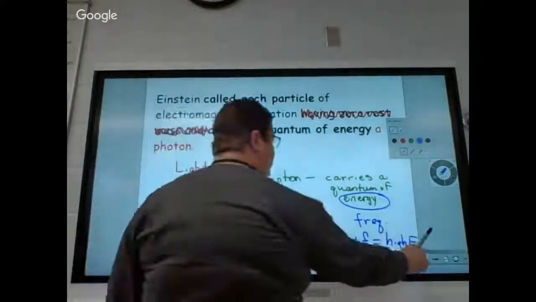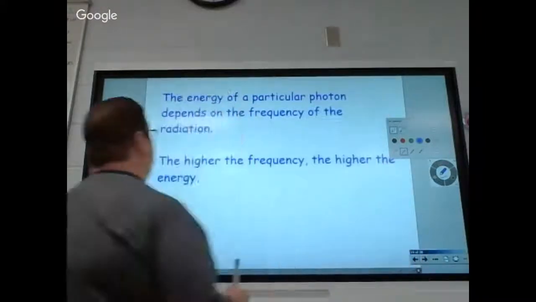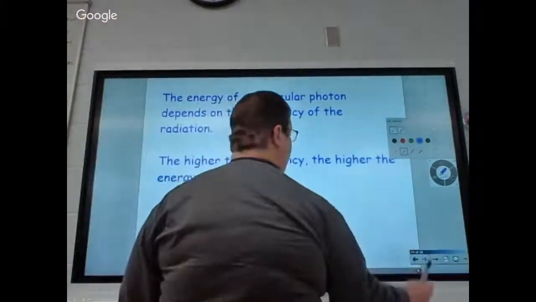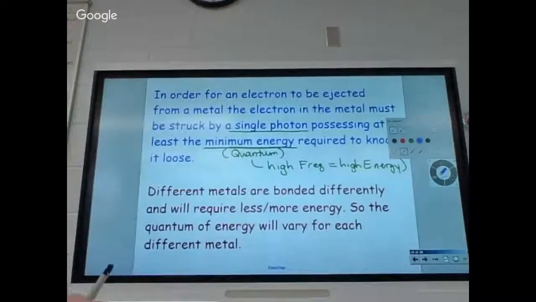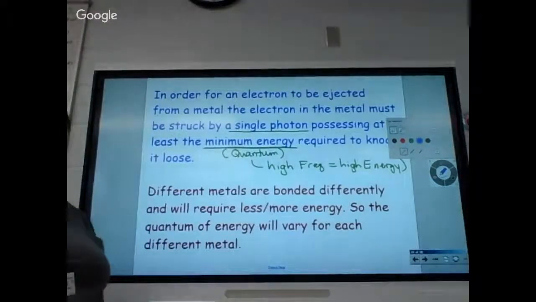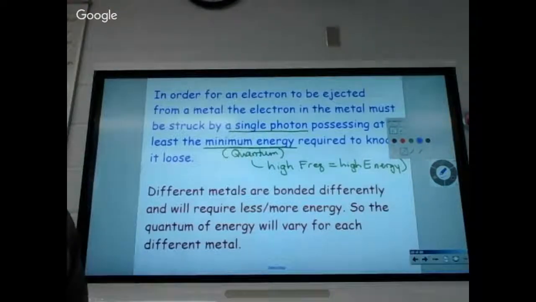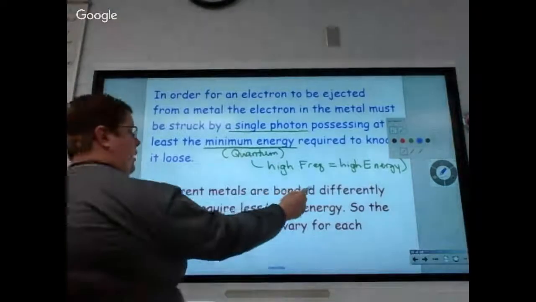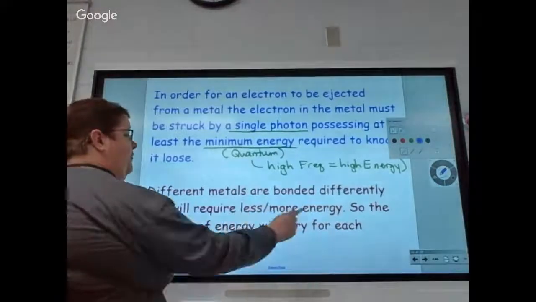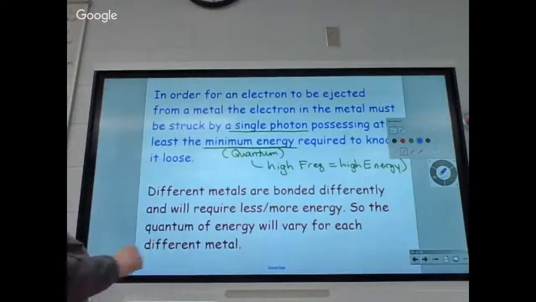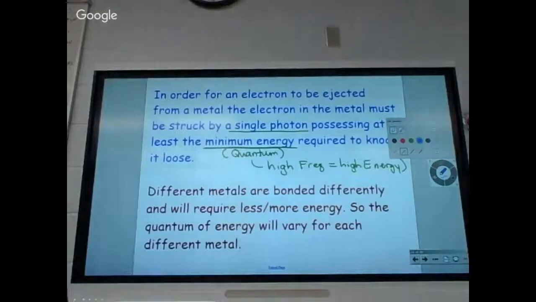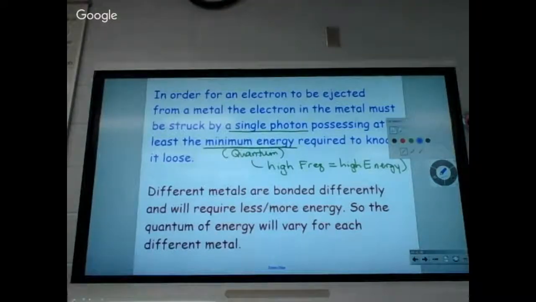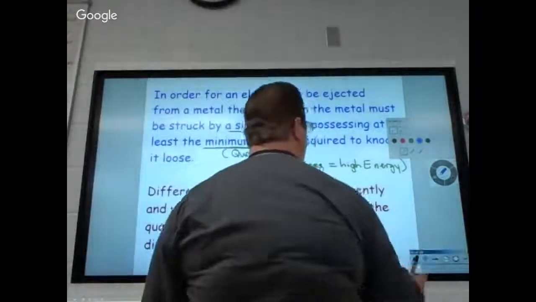Now, what do I have there? We just did that. And we did that. Okay? Now, we have all kinds of metals. We have copper, we have tin, we have zinc, we have gold. All of those metals are bonded differently. They're going to require a different amount of energy for those electrons to be loosened from the metal and to be ejected. Does that make sense? Yes? No? Okay. I'm going to trust you that you're with me.